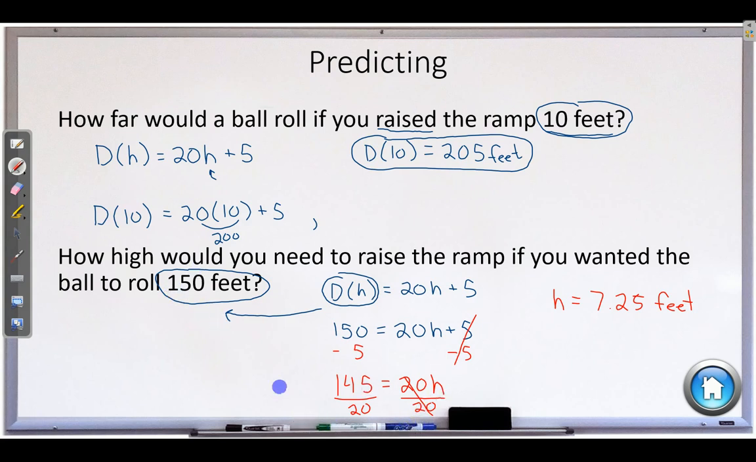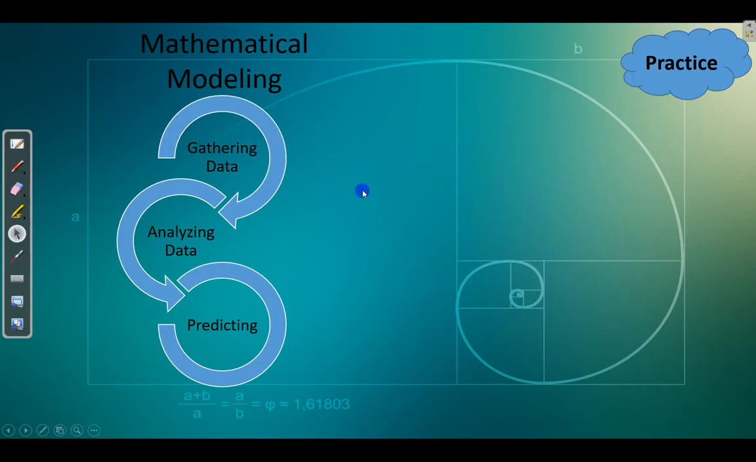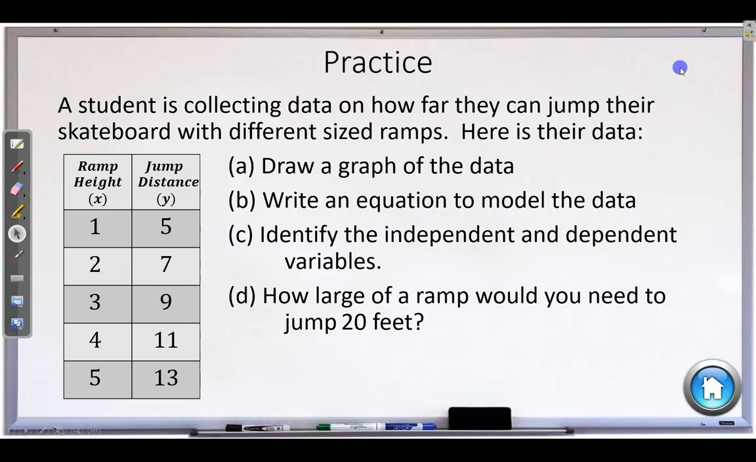All right, so that's our predictions. Let's clear that out. Let's take a look at everything we've done now. We had an experiment where we gathered data, we analyzed that data and made an equation and a graph, and then we used that to predict new situations that we hadn't actually done yet. So I'd like you to try and practice a problem of your own here. So you can go ahead and pause the video. You should be able to do all of those parts, A, B, C, and D now. They're just like what we did. Good luck.